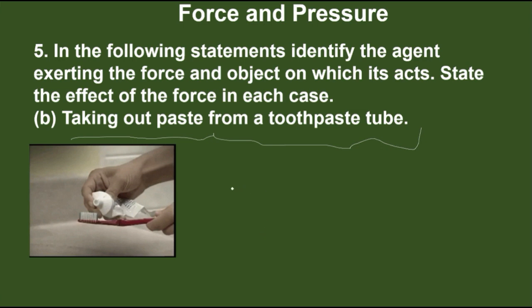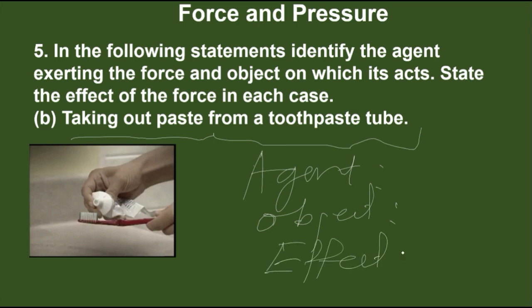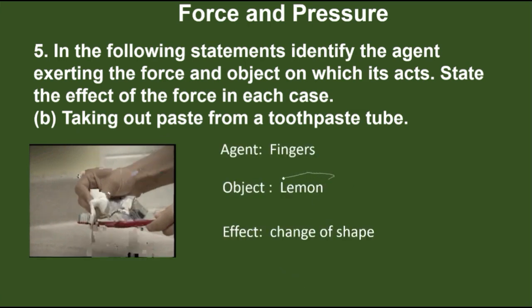So again we have to find out the agent. Now it is very clear for you. Then you have to say what is the object on which force is applied, and then what has happened, the effect of force. So who has applied? How do we apply force? Again fingers. Right? Then what is the object? Is it lemon here? No. Lemon is the wrong answer, right?